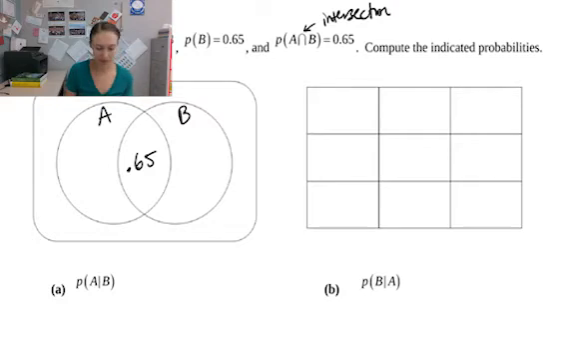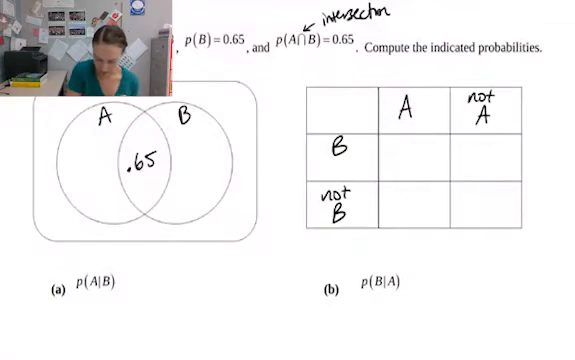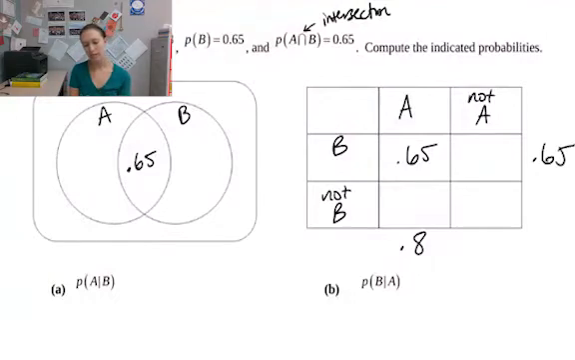So here, I don't have any context, so I'm just going to have A or not A, B, not B. And let's see, I've got 65% in A and B. Probability of A is 0.8, probability of B is 0.65. Ooh, interesting. So if the probability of B is 0.65 and the probability of B and A together is 0.65, then B and not A doesn't happen. So this is a little interesting. That sometimes happens in our probability. But let's fill in the rest of this.